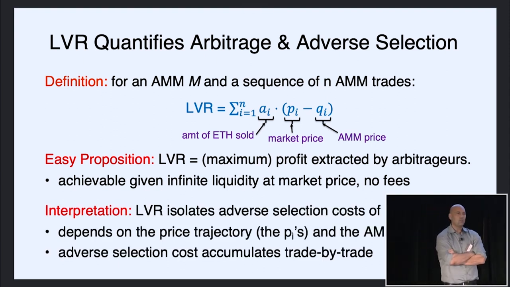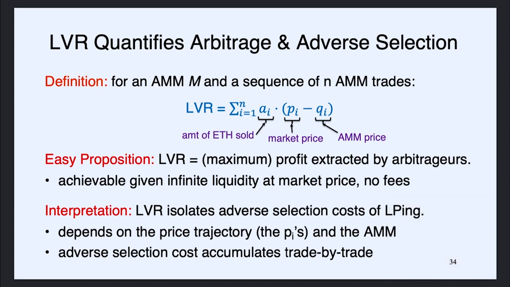And I would encourage you to interpret lever as really isolating the costs of adverse selection appropriately. It follows the price trajectory as it should. It accumulates trade by trade as it should. It depends on the particular AMM that you're talking about as it should.